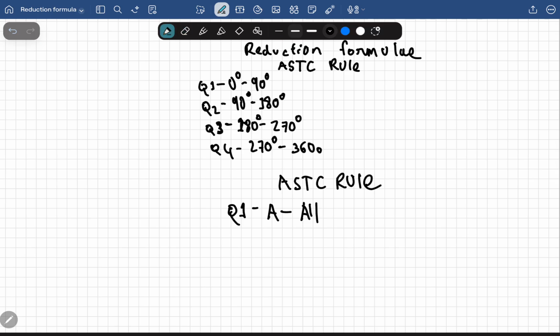Then we have quadrant 2, which can only support S, or sine. Then we have quadrant 3 that can only support T, or tangent. And then quadrant 4 can only support C. Of course, C is cosine.